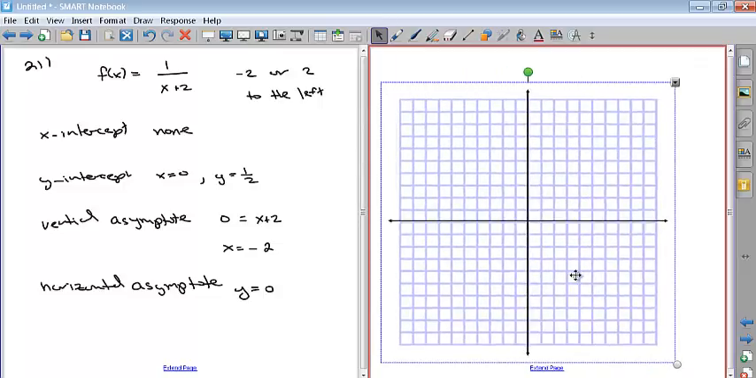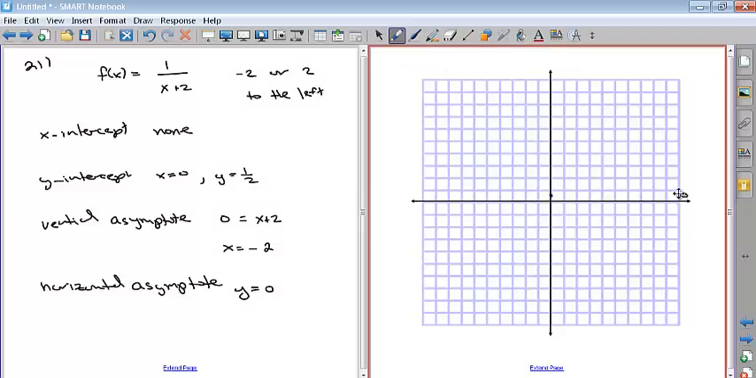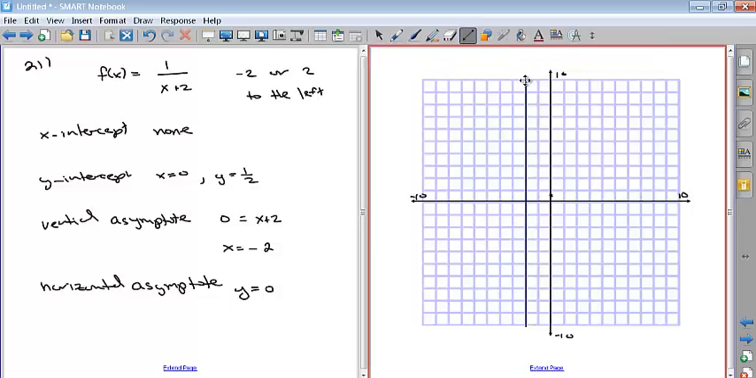Okay. So we have the y-intercept is a half. We're going to go from positive 10 to -10, positive 10 to -10. We have a vertical asymptote at x equals -2. We have a horizontal asymptote of 0. And we know we don't cross the x-axis because there are no real roots. So we know this one's going to go up like that.